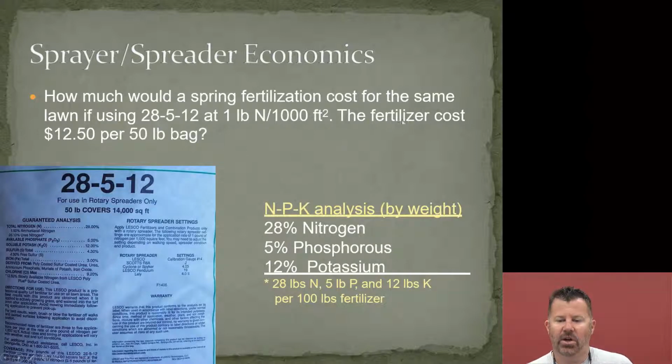So how much would a spring fertilization cost for the same lawn if using 28-5-12 at 1 pound of nitrogen per 1,000 square feet? The fertilizer cost is $12.50 per 50-pound bag. And we can see that 50 pounds covers 14,000 square feet. We got our NPK analysis by weight: 28% nitrogen, 5% phosphorus, 12% potassium. So thus 28 pounds of nitrogen, 5 pounds of phosphorus, and 12 pounds of potassium per 100 pounds of fertilizer.